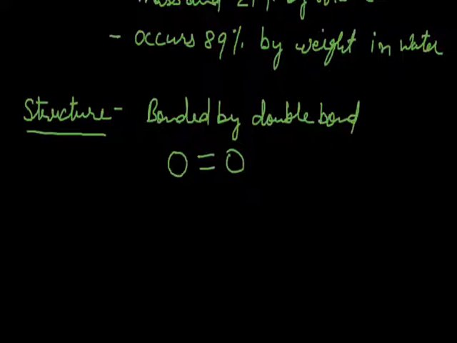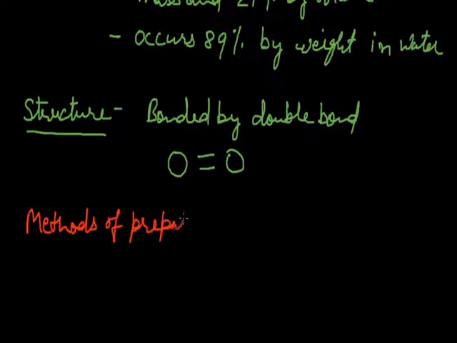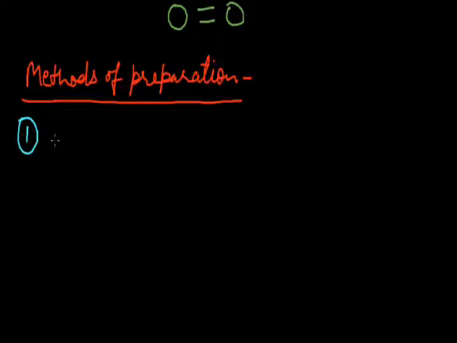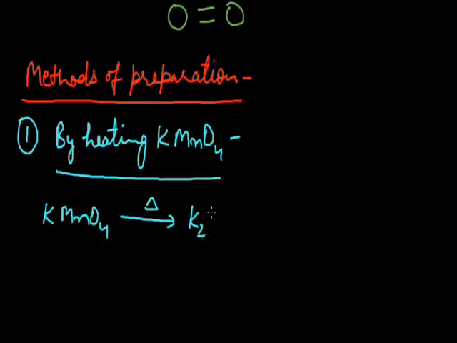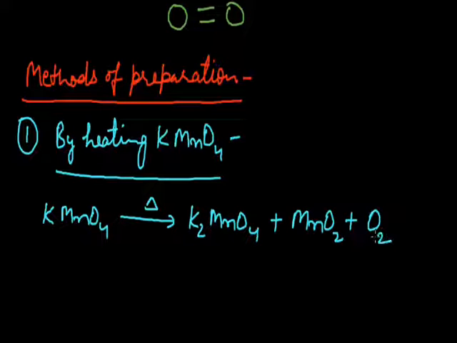Now how it is prepared, that is the methods of preparation. One, by heating potassium permanganate, that is KMnO4. When potassium permanganate is heated, it decomposes to K2MnO4, potassium manganate, and MnO2, manganese dioxide, and produces oxygen gas.